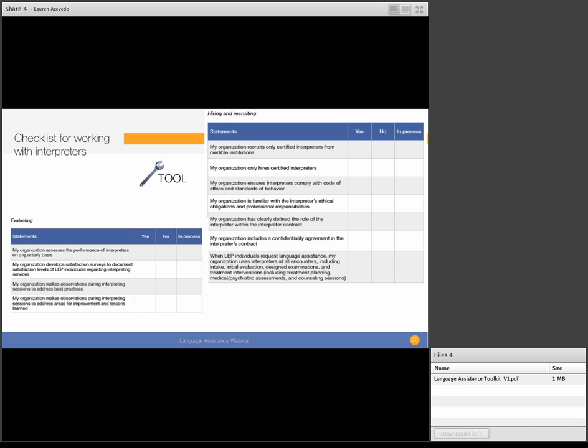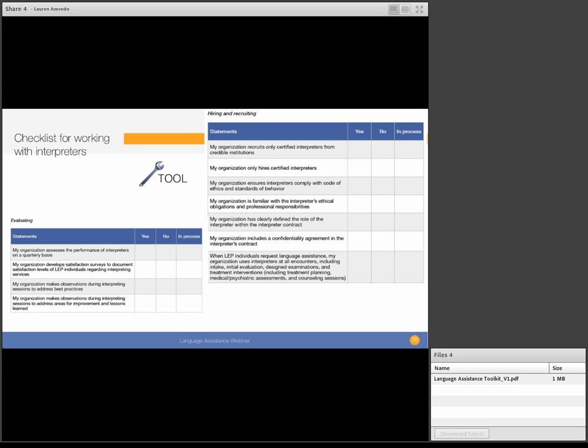If you hire translators and interpreters that are not certified, what quality standards do you have in place? Another statement is, my organization ensures that interpreters comply with a code of ethics and standards of behavior. That implies that you have a code of ethics for translators and a way to monitor that. My organization is familiar with the interpreter's ethical obligations and professional responsibilities. So these are items for you to think about, and these should be part of your policies and your training.